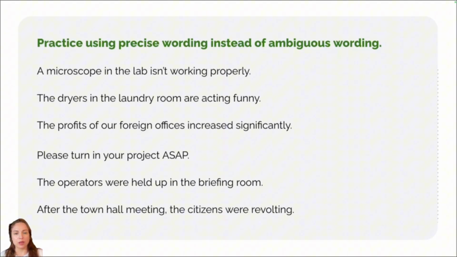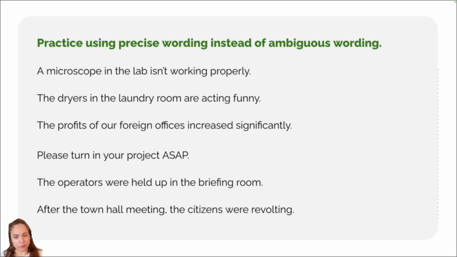So, for example, a microscope in the lab isn't working properly isn't really helpful because it doesn't say what's wrong with it or how you know it's not acting properly. Instead, if you say that the microscope has a scratched lens, that gives whoever you're talking to a much clearer idea of the situation. They know what the exact problem is, which will help them find the best way to fix it.